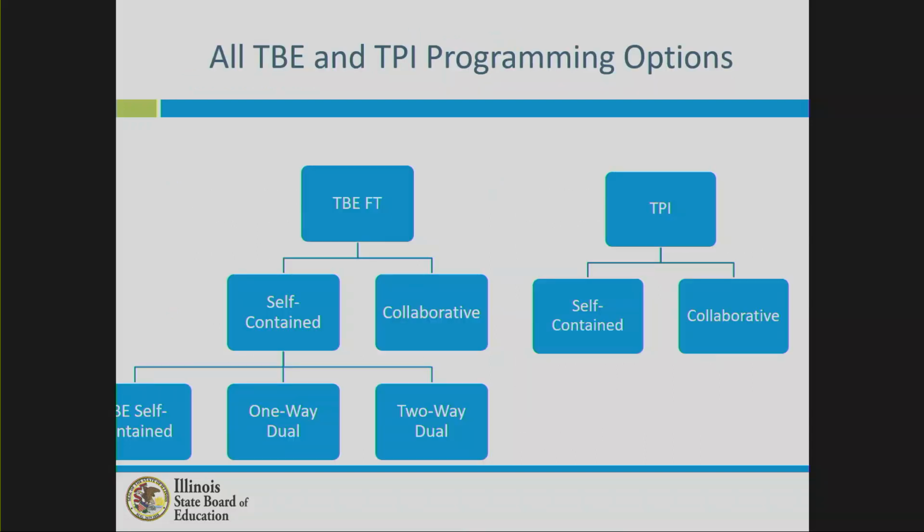So this is a breakdown chart of our TBE full-time and our TPI, kind of helping you understand the breakdown of what these could look like. For TBE full-time, it can be self-contained, it can be collaborative, one-way dual, two-way dual. This is what we're talking about when we're talking about TBE full-time. For TPI, it can be self-contained or it can be collaborative. This is where we see a push-in method, a pull-out method, or a small ESL classroom. This could be possible with TPI.